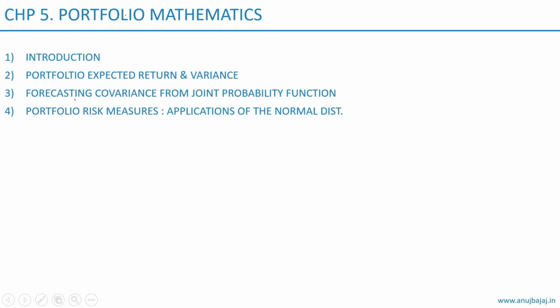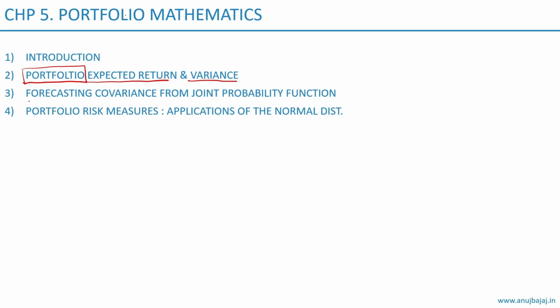Chapter 5, Portfolio Mathematics. In the previous chapter, we looked at how to calculate the expected value and the expected variance of a single asset. Now we look at how to calculate the expected return and the expected variance of multiple assets when we have multiple assets in our portfolio.